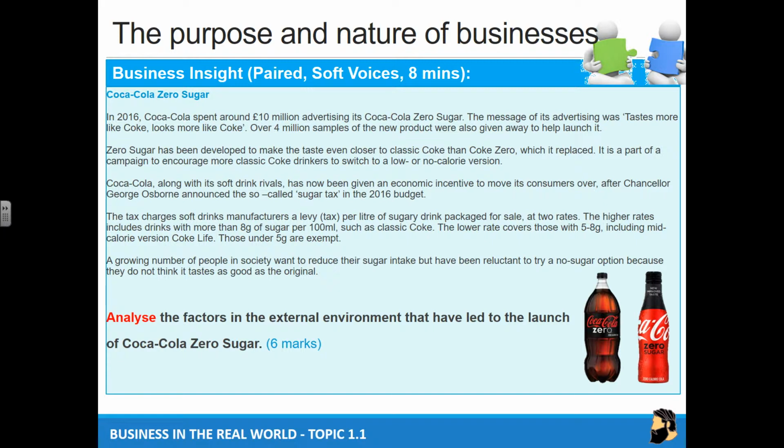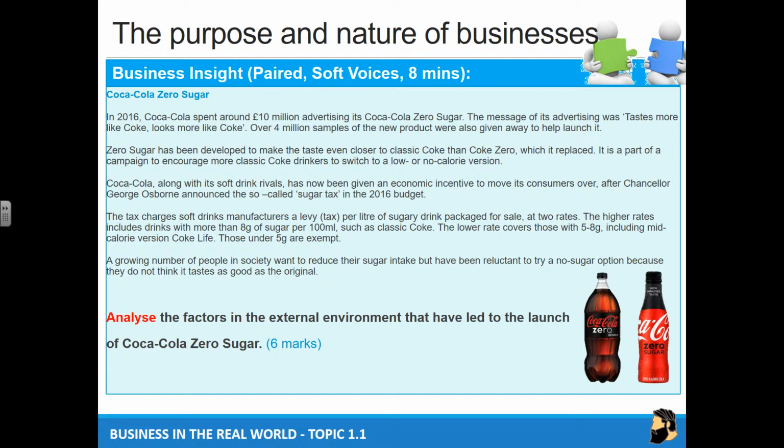Coca-Cola, along with its soft drink rivals, has now been given an economic incentive to move its consumers over after Chancellor George Osborne announced the so-called sugar tax in 2016. The tax charges soft drinks manufacturers a levy, a tax basically, per litre of sugary drink packaged for sale at 2 rates. The higher rate includes drinks with more than 8 grams of sugar per 100 mils, such as classic Coke. The lower rate covers those with 5 to 8 grams, including the mid-calorie version Coke Life. Those under 5 grams are exempt.